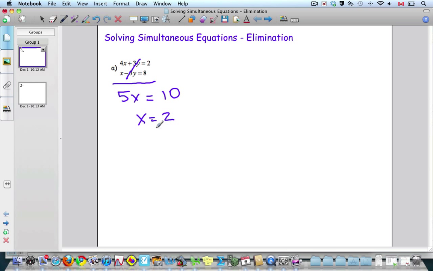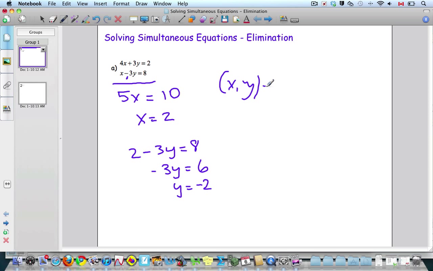But we're not done, because we've solved for the value of x, but we still have to find what y is. So if we go back now and put it into one of our equations, it doesn't matter which one, I put 2 into the second equation: 2 minus 3y equals 8. Subtract the 2, and I get negative 3y equals 6. Now y is just negative 2. And so x, y equals 2, negative 2. All right, that's our solution.